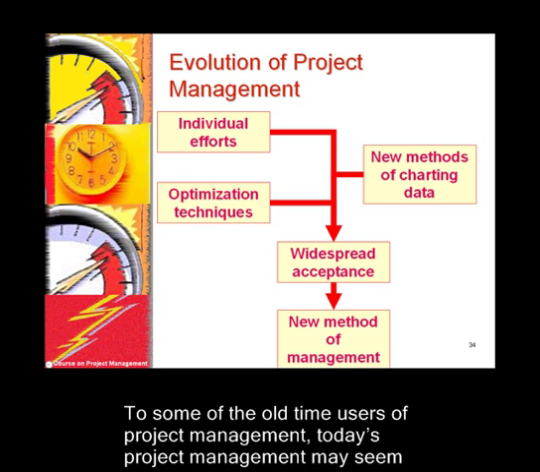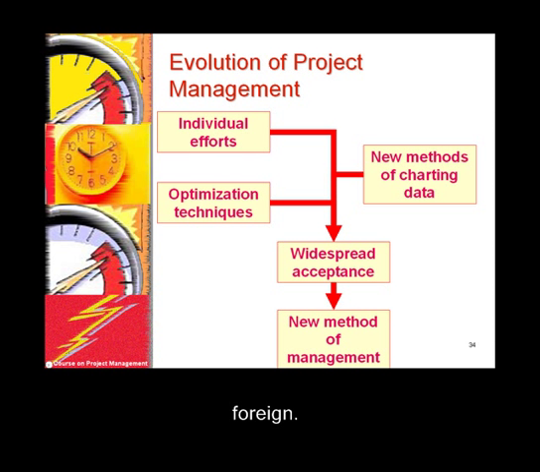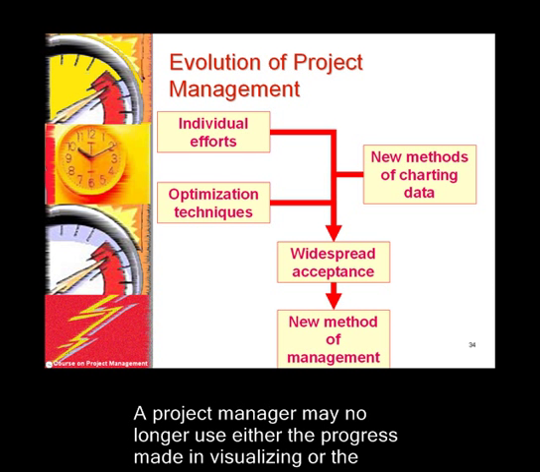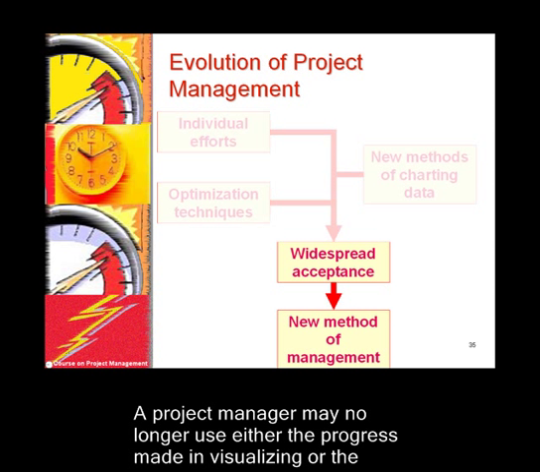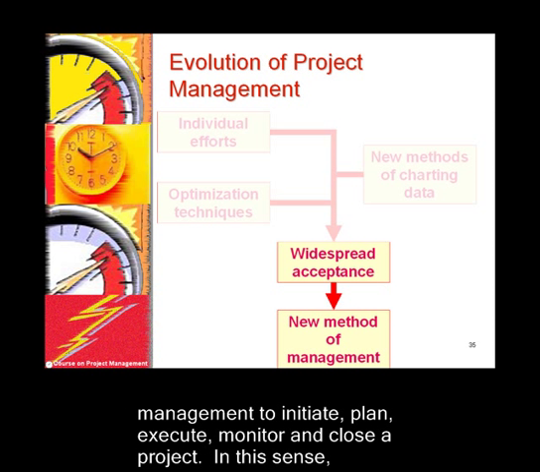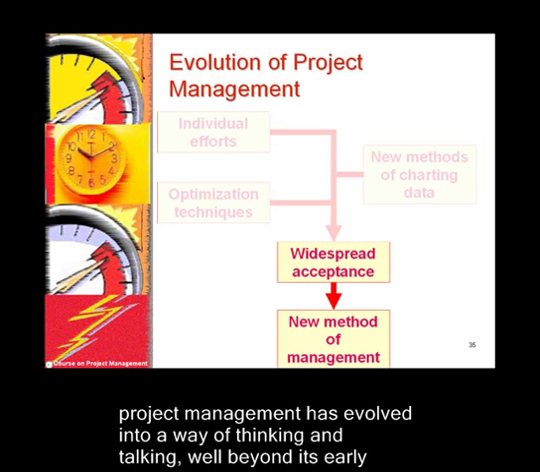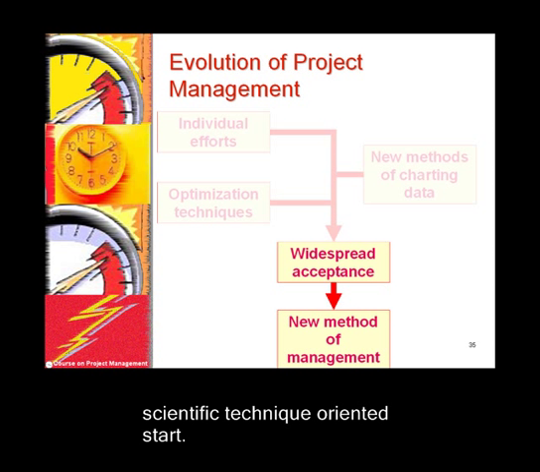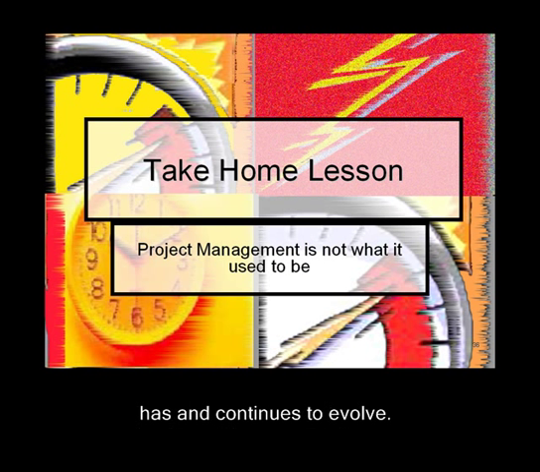To some of the old-time users of project management, today's project management may seem foreign. A project manager may no longer use either the progress made in visualizing or the progress made in optimizing schedules. The project manager may just use the ideas and principles of project management to initiate, plan, execute, monitor, and close a project. In this sense, project management has evolved into a way of thinking and talking, well beyond its early scientific technique-oriented start. The take-home lesson is simple. Project management is not what it used to be. It has and continues to evolve.